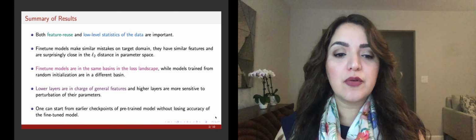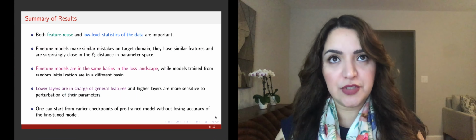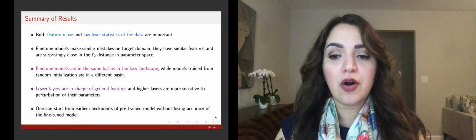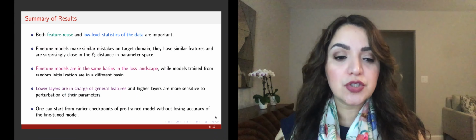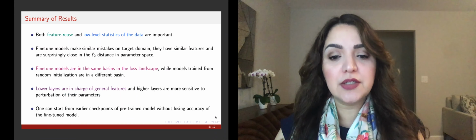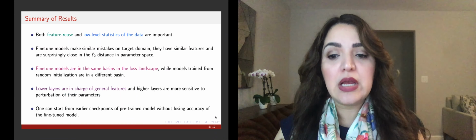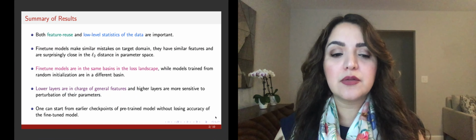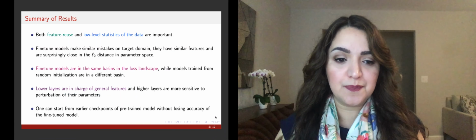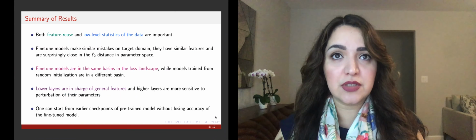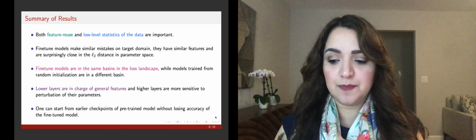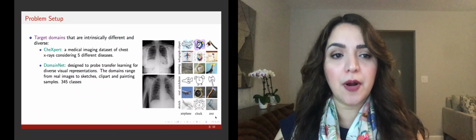We see that lower layers are in charge of general features, and higher layers are more sensitive to perturbation of their parameters. We also show that one can start from earlier checkpoints of pre-trained models without losing accuracy of the fine-tuned model. In this short presentation, I'll talk about two of the results, and you could see the rest in our paper. Here's the problem setup.